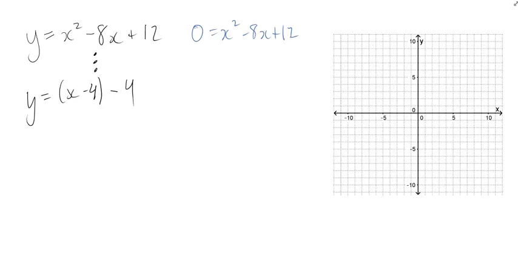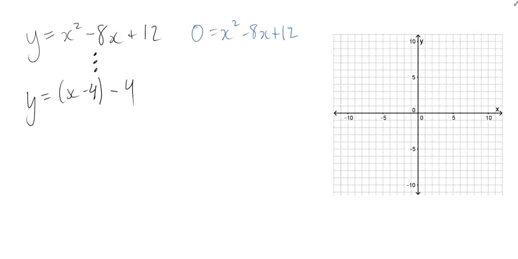So let's take a look at this here. I have two things that are very similar. Is everybody watching? y equals x squared minus 8x plus 12, and 0 equals x squared minus 8x plus 12. One of them looks like a graph. The other one looks like an equation to solve.